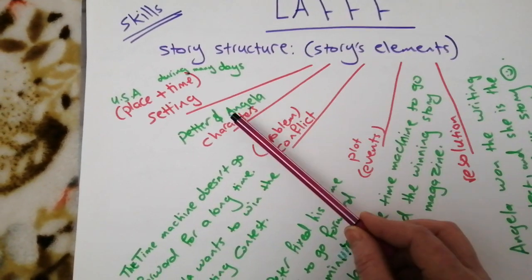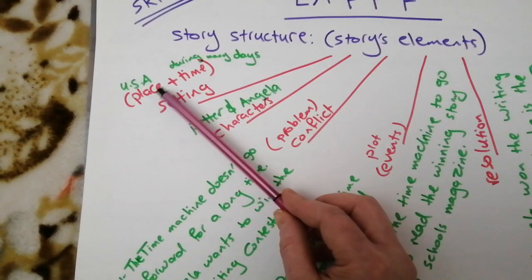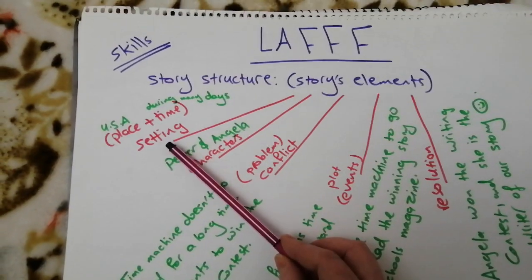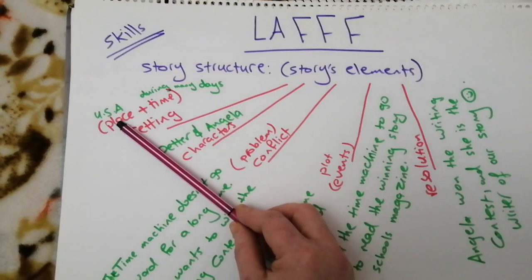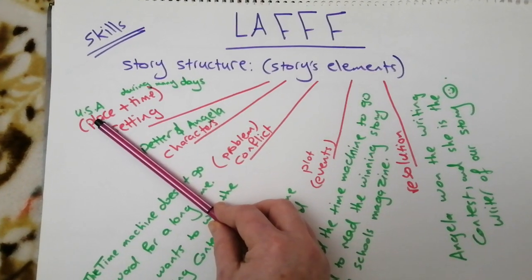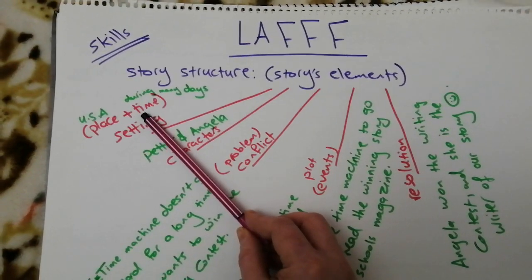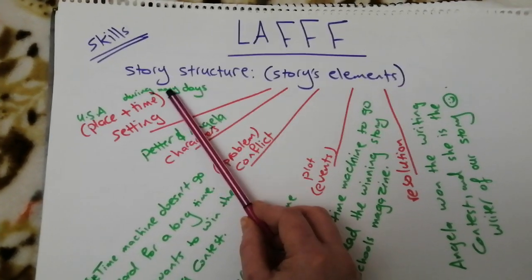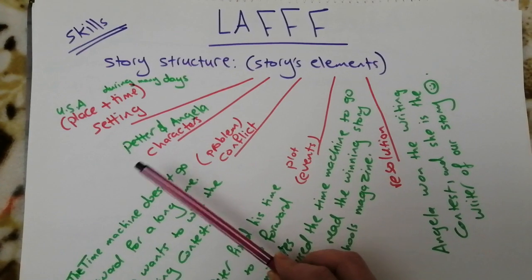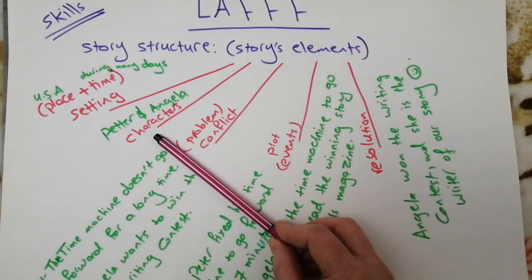Okay, now what is the setting? As we said, it's the place and time. What's the place that the story took place in? It's in USA, in America. Okay, what is the time? They didn't mention a specific time, but we can say during many days, in our story.